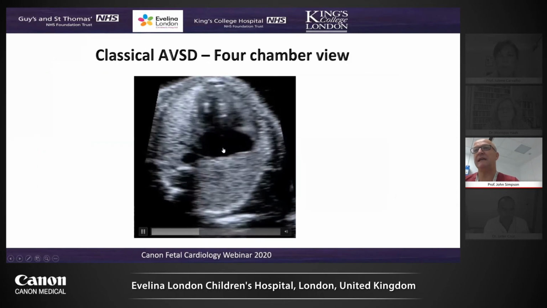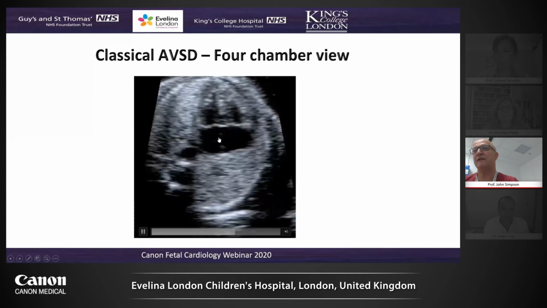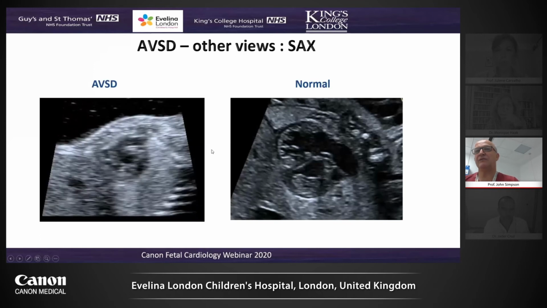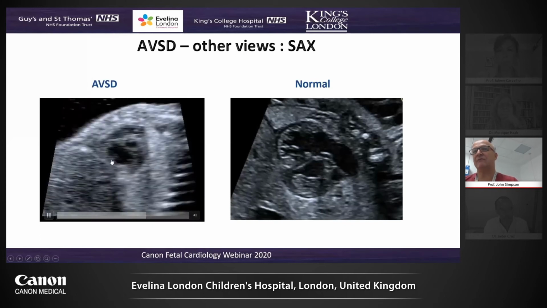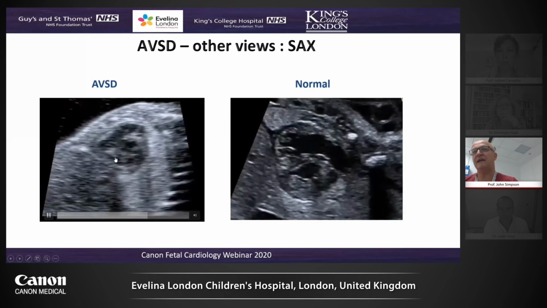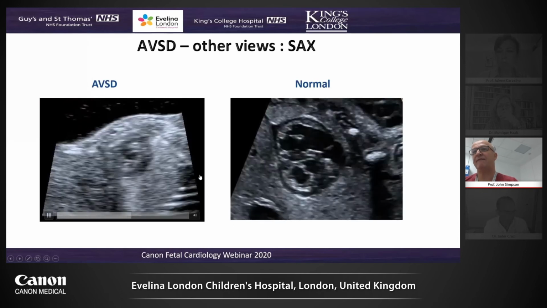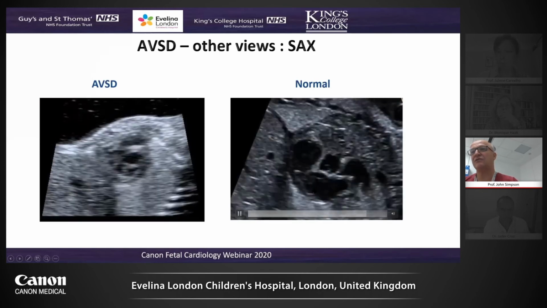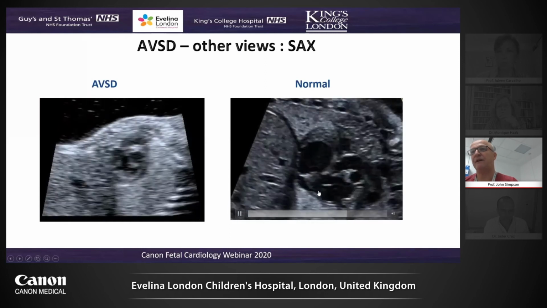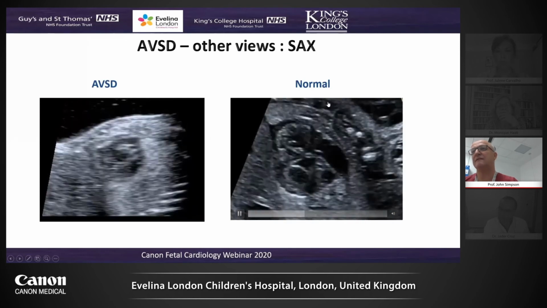Now this is easy if we look at a classical AVSD here with a big ventricular component, no septation of the atrium. But it's really important, if you can, to get a look at the short axis of the AV valves. This is an AVSD, where we see a common AV valve with leaflets bridging between the left and right ventricles. And in contrast, you see the normal left AV valve with a bileaflet left AV valve, and no leaflets are extending towards the ventricular septum.